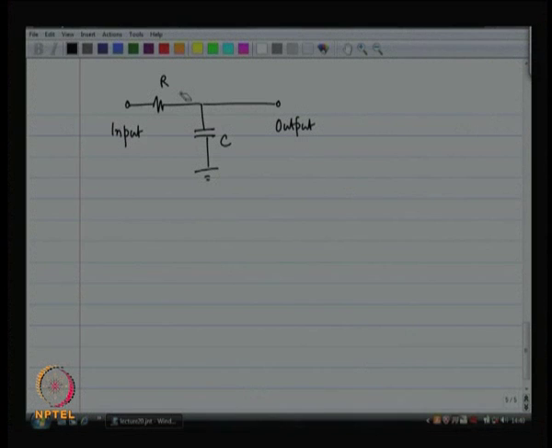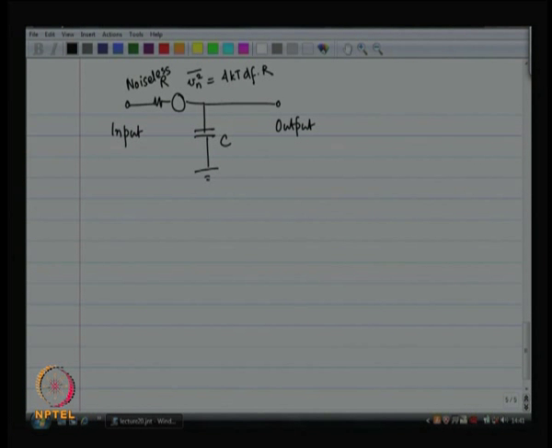So, we are going to replace the resistor with a noiseless resistor in series with a voltage source. This voltage source has a mean squared noise voltage of 4 kT df times R.